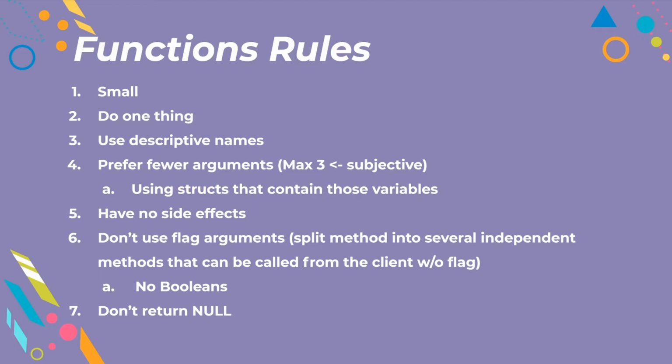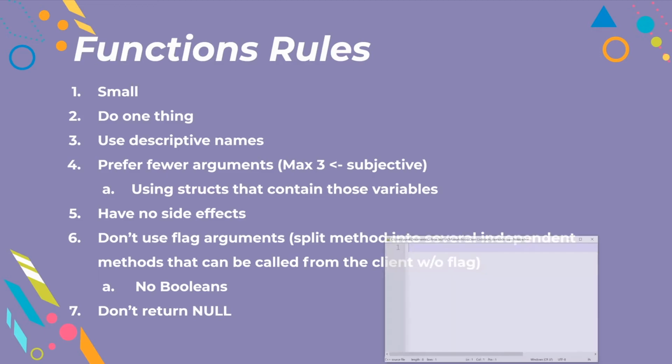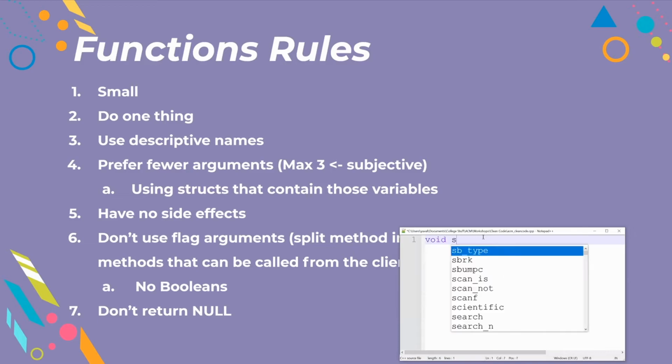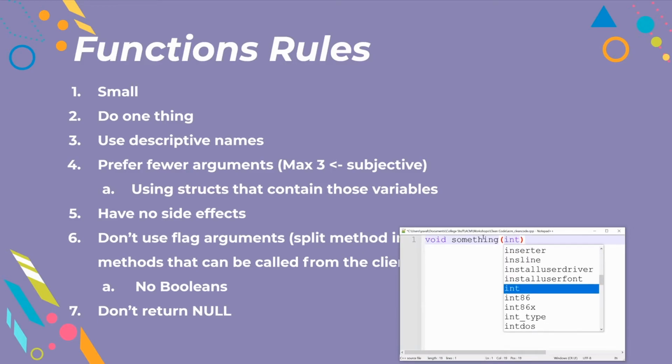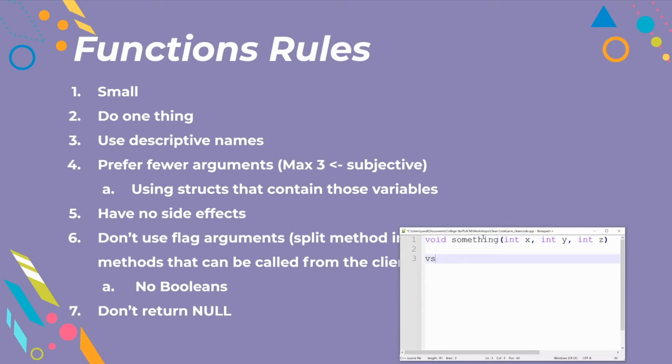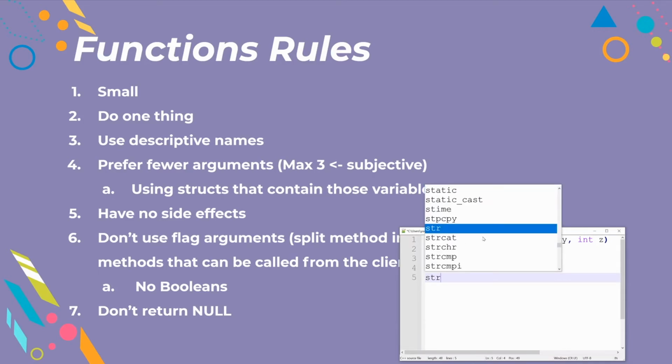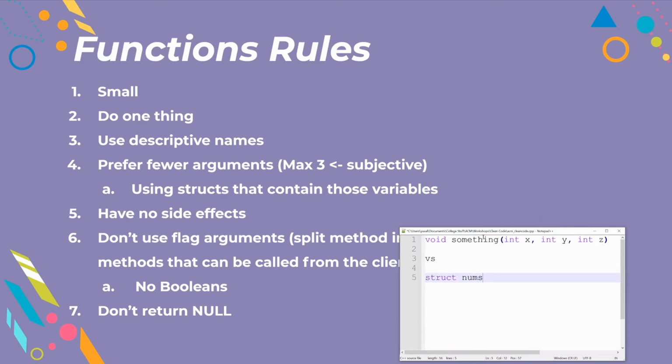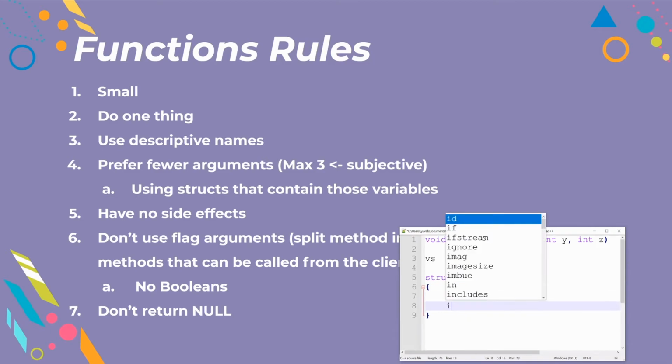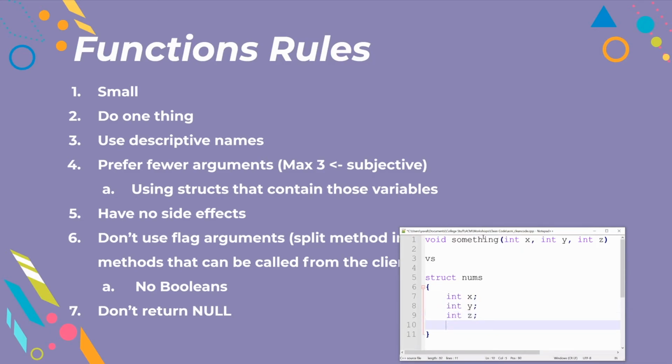Number 4 is kind of subjective. You can pass arguments to functions, and ideally we want a maximum of 3, which is again subjective. You can also replace those arguments with a struct that contains those variables, which is pretty advanced if you guys are freshmen. Number 5 is have no side effects, meaning that function shouldn't change much depending on what it does.